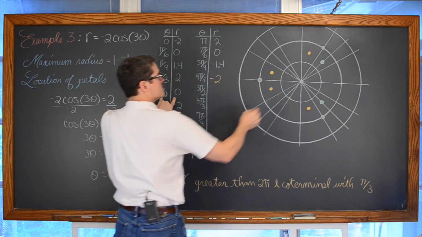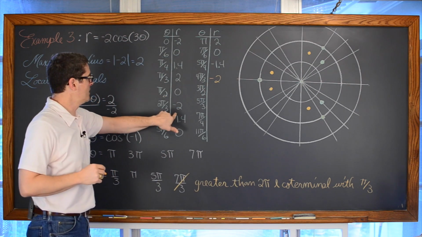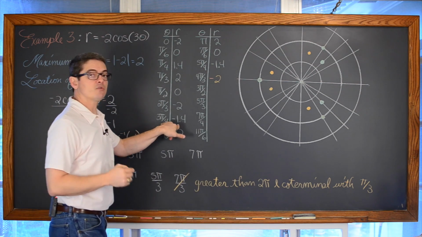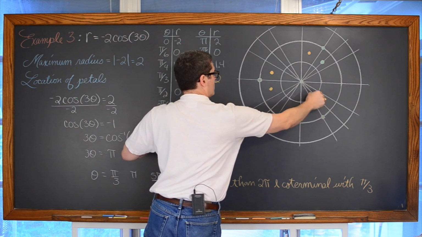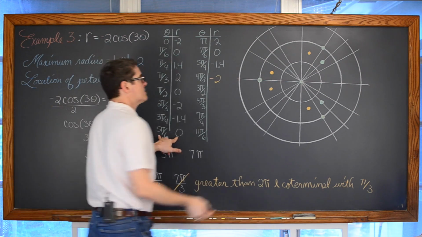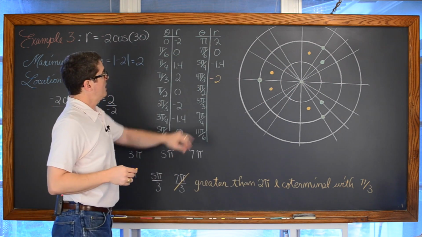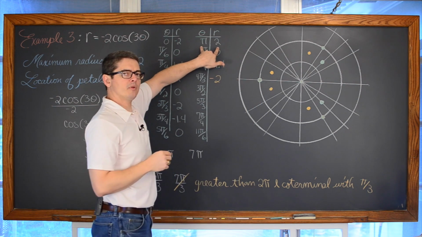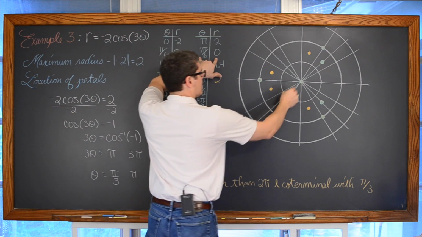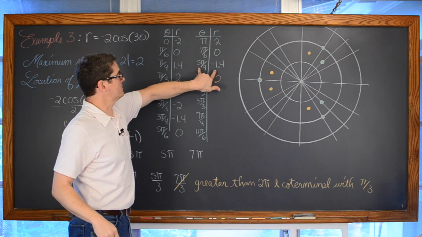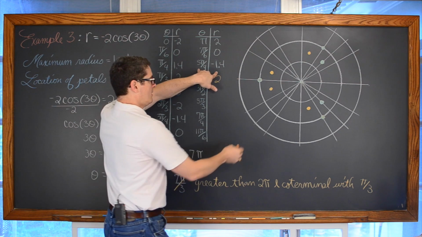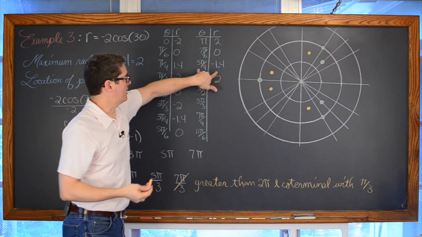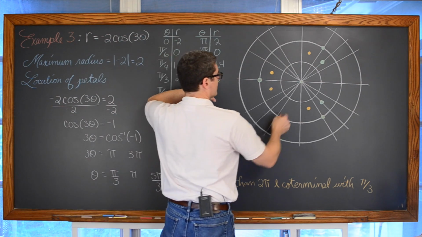At pi over 2 radians, we have a radius of 0. At 2 pi over 3, we have a radius of -2. At 3 pi over 4, we have a radius of -1.4. At 5 pi over 6, we have a radius of 0 again. At pi, we're at 2, but I've already got that point plotted. At 7 pi over 6, we're back at 0, but we hit 0 radii a lot, so don't worry about that. At 5 pi over 4, we have a radius of -1.4, but I already got that point plotted. At 4 pi over 3, we have a radius of -2.